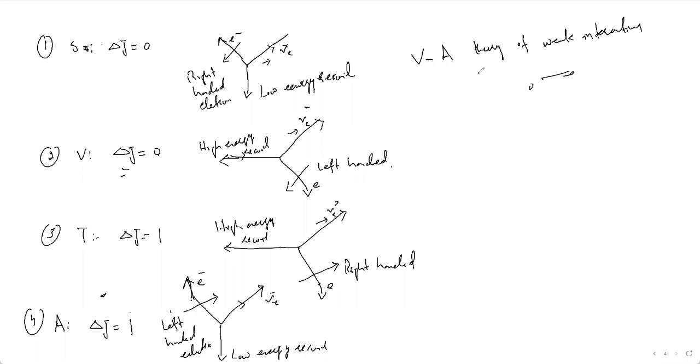Because the vector as well as the axial vector will predict the left-handed electron, and it has been observed experimentally that the electrons here are left-handed electrons. So that's why we call it this, and this theory has been verified successfully by experiment. That's why it's a very successful theory to understand these weak interactions. That is why we call this the VA theory of weak interactions.